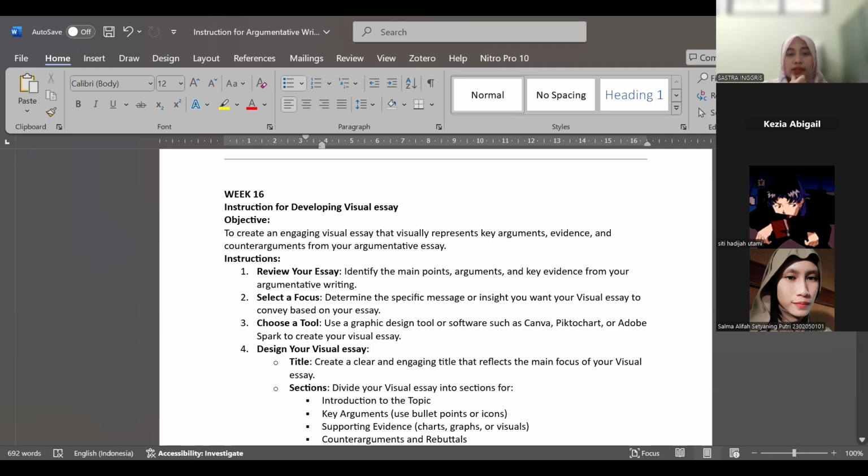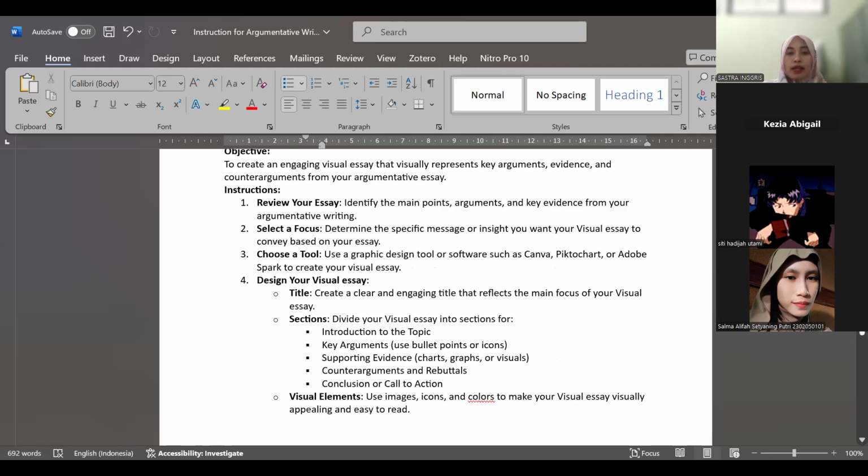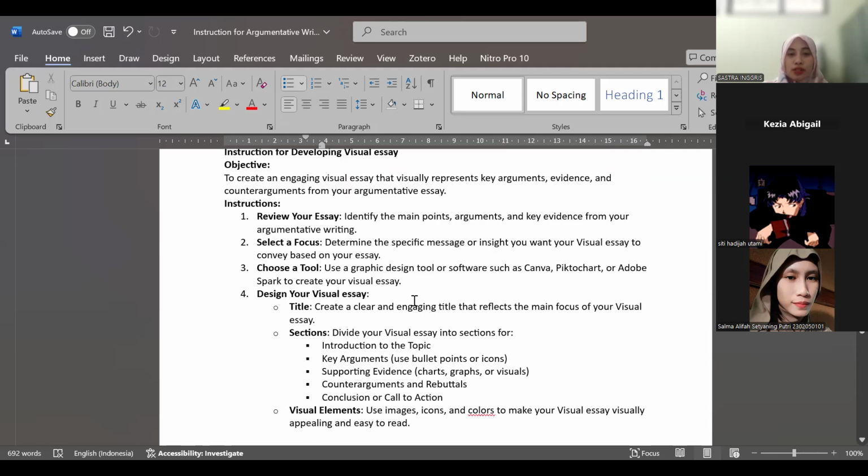After you're finished with making your full essay, it is time for you to develop your essay into a visual essay. The objective of this project is to create an engaging visual essay that visually represents key arguments, evidence, and counter arguments from your argumentative essay. These are the instructions, after we've finished with reviewing the essay, anything related to content-wise.